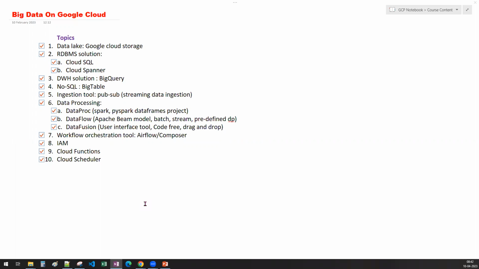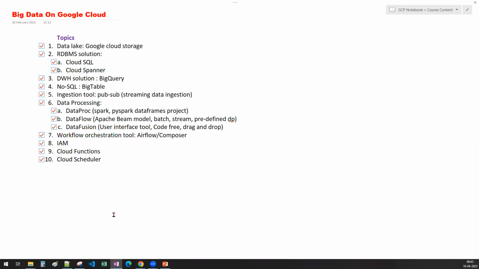Here we are going to discuss a data lake, that is Google Cloud Storage. And we will have RDBMS solutions, that is Cloud SQL and Cloud Spanner, that we are going to see. And we are going to learn about a data warehouse solution, that is BigQuery, and a NoSQL database, that is Bigtable. And we are learning about a Kafka-like ingestion tool, that is Pub/Sub in GCP. And we have data processing systems, that is Dataproc, Dataflow, Data Fusion, and a workflow orchestration tool, that is the Airflow Composer instance, and IAM concepts, Cloud Functions, Cloud Scheduler.